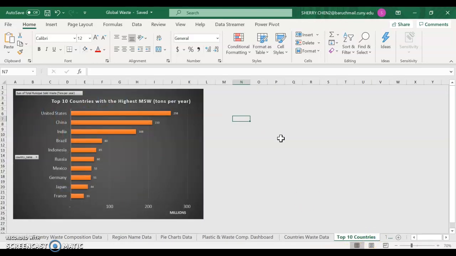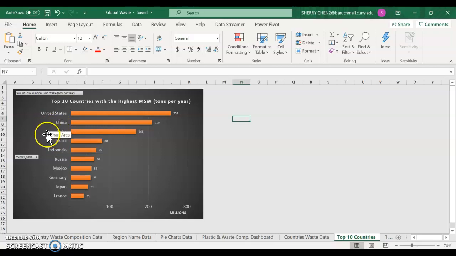To give you more information about the top 10 countries with the highest municipal solid waste, you can see that the United States produces the most waste at 258 million tons per year. China and India are the next two countries that produce the most waste.